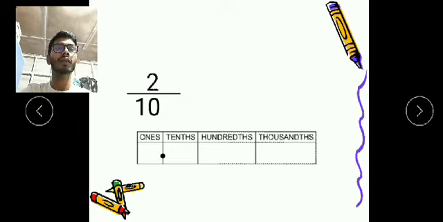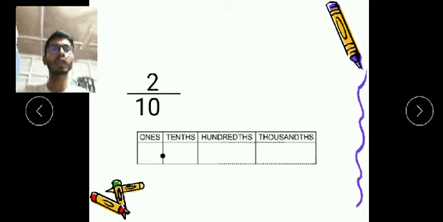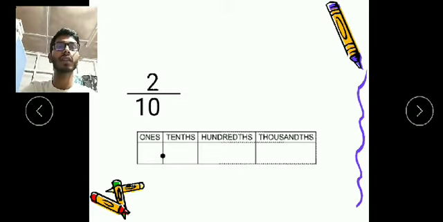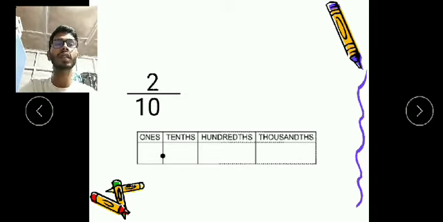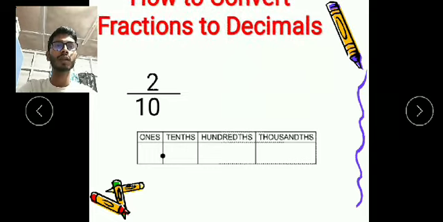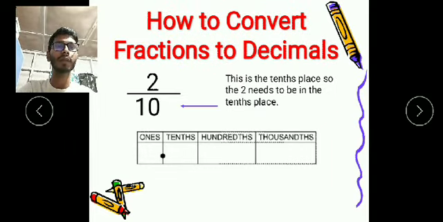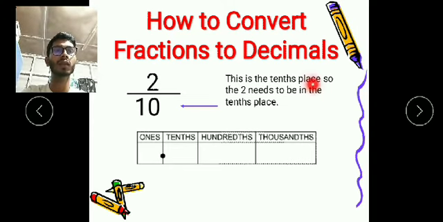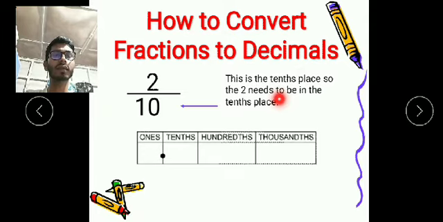Now we can easily express any fraction which has a denominator that is a power of 10. For example, here you can see the denominator is 10. If we have 10, 100, 1000, it is very easy to convert such fractions into decimals. So what is the procedure? You see here 2 by 10. Now 10 means this is the 10th place, so the 2 needs to be in the 10th place.